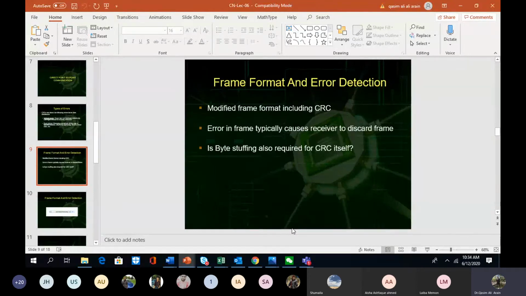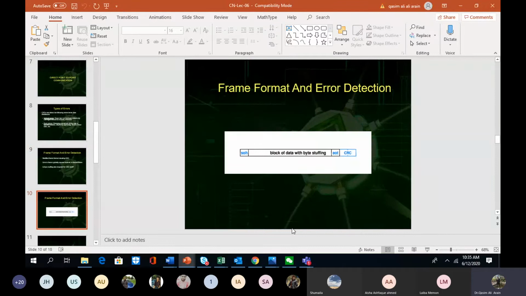So now we are moving towards the frame format and the error detection. Modified frame format including CRC. Error in frame typically causes the receiver to discard the frame. Is byte stuffing also required for CRC itself? Now, one thing I would like to tell you is how your frame format would look.